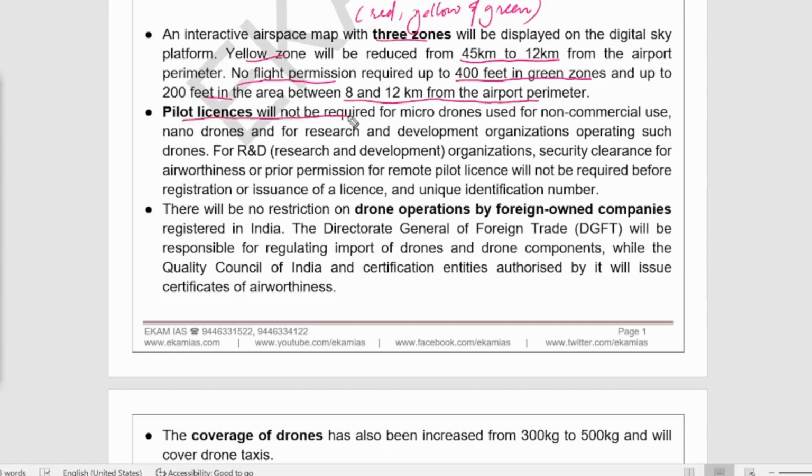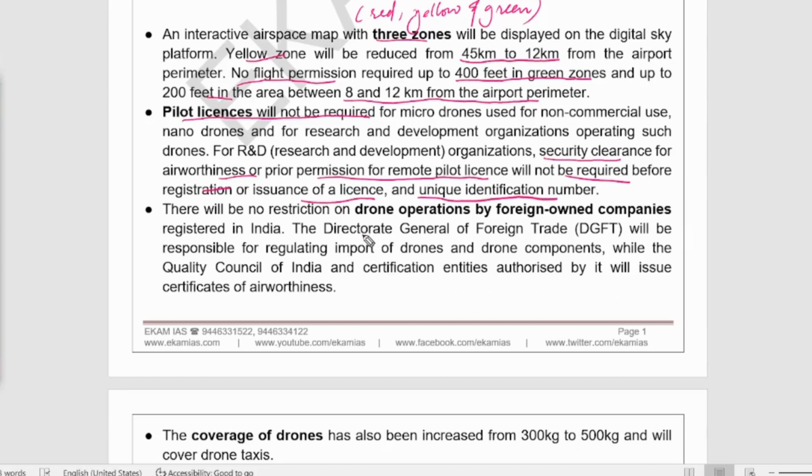Now, for non-commercial uses, nano drones, and research and development organizations which operate drones, pilot licenses will not be required from now onwards. For research and development organizations, security clearance for airworthiness or prior permission for remote pilot license will not be required before registration or issuance of a license and unique identification number. And foreign-owned companies which are registered in India will have no restriction on drone operations from now onwards after the implementation of the Drone Rules 2021.